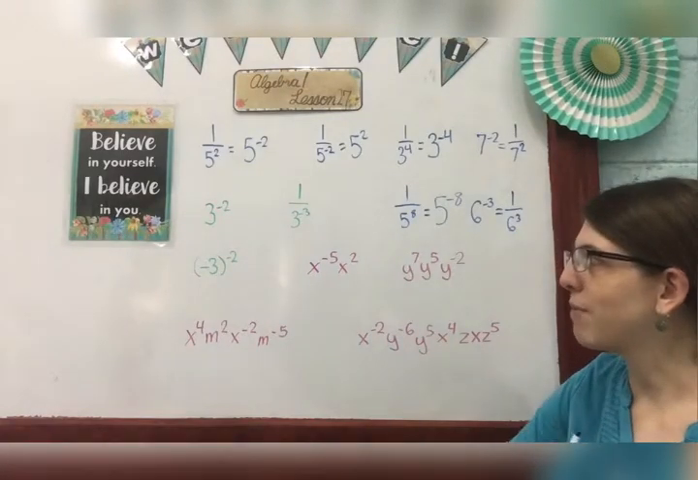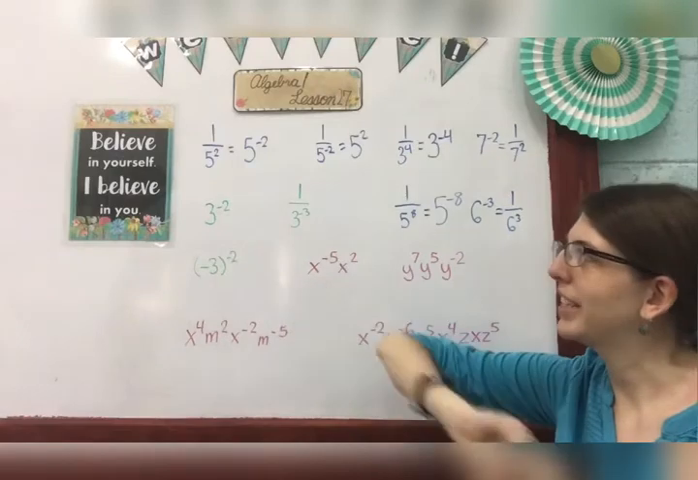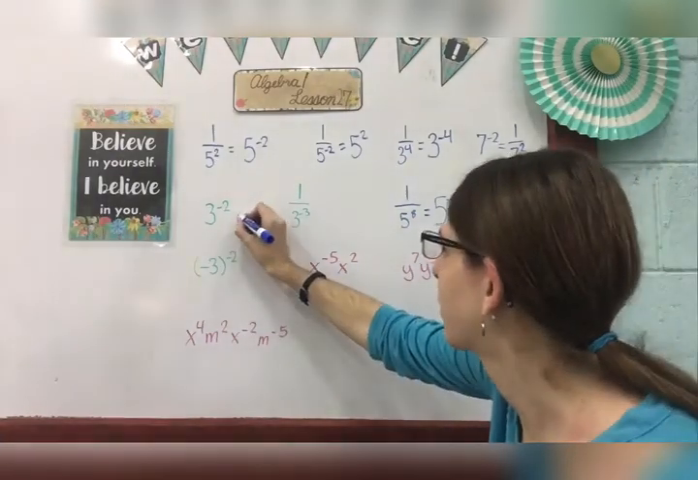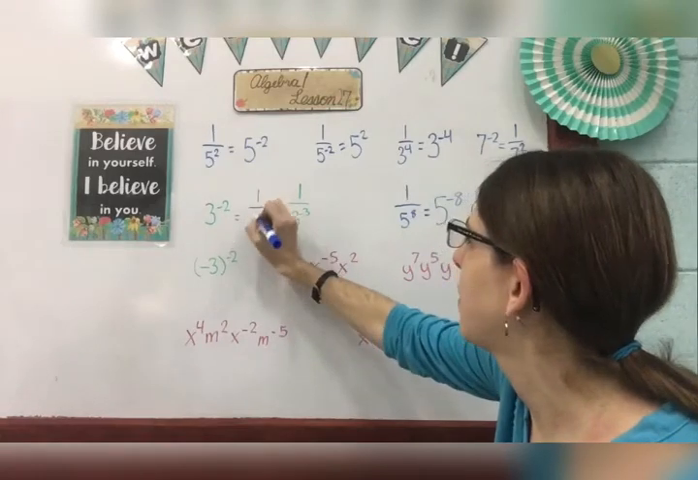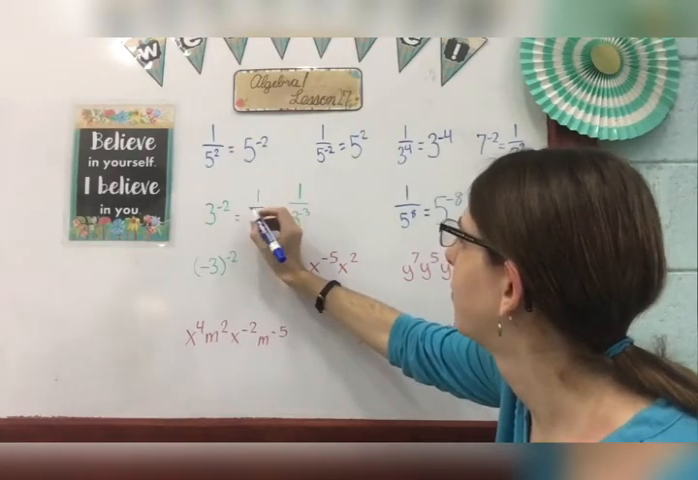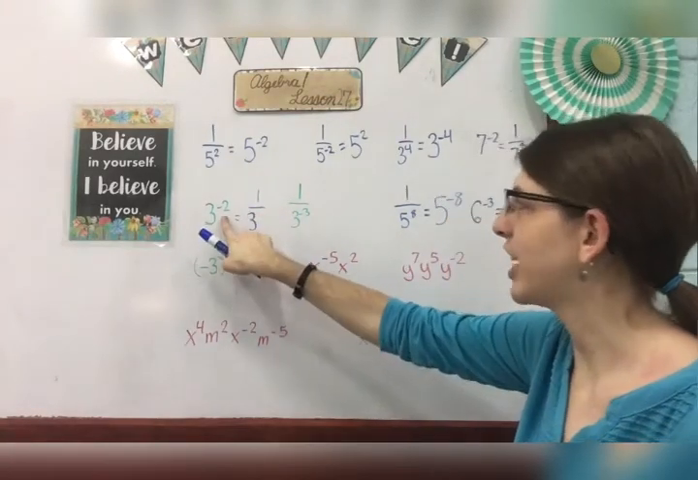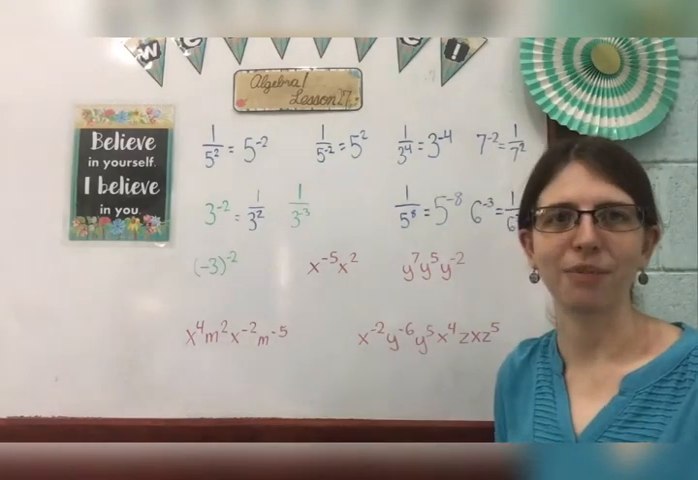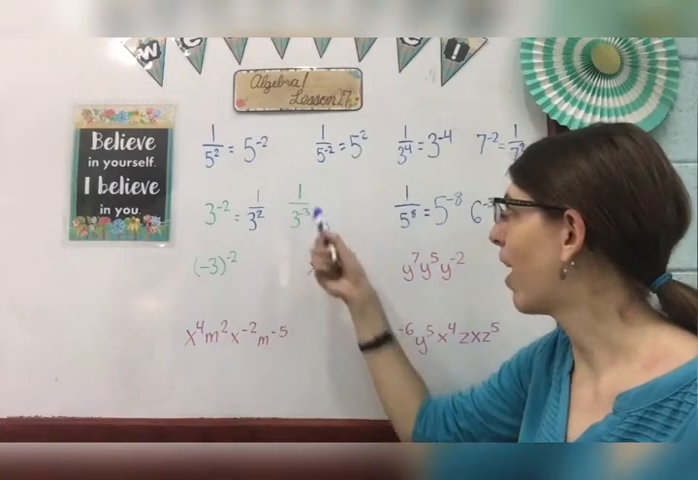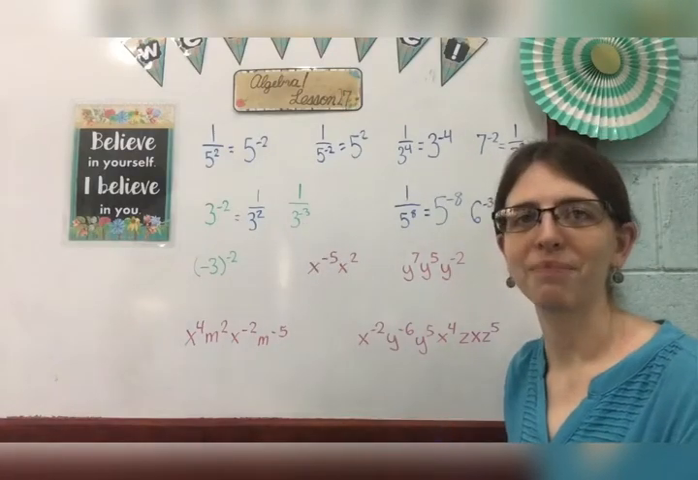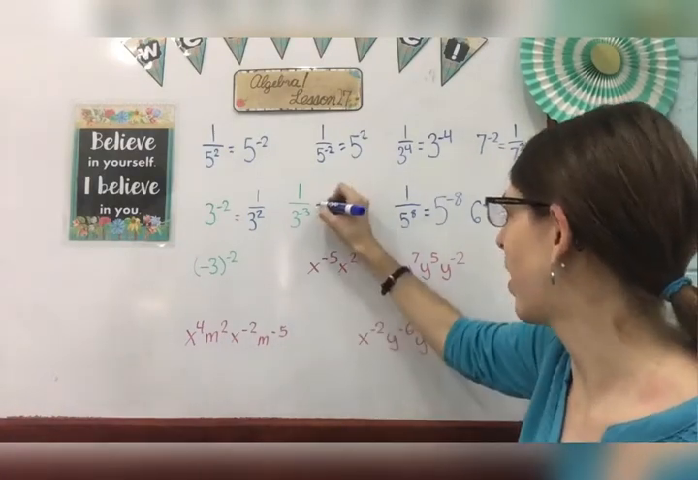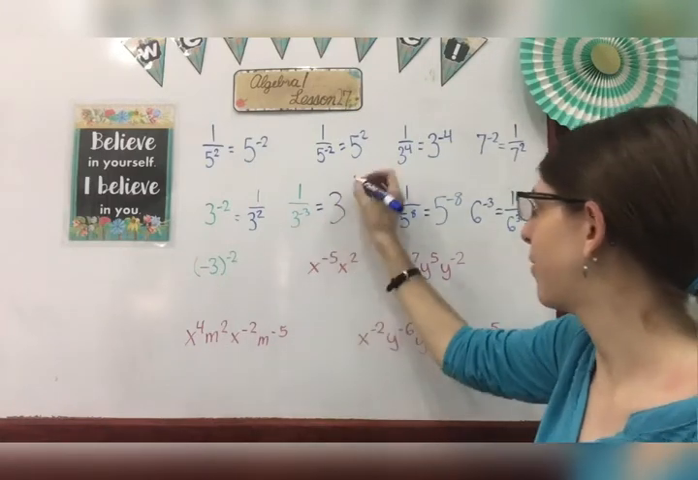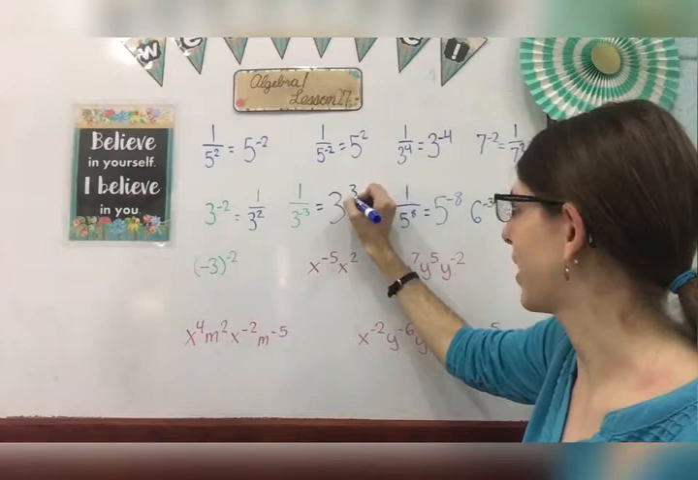Let's try 3 more. I have 3 to the negative 2 power. I change this to the reciprocal by putting my 3 in the denominator now and changing the sign of my 2 to positive from a negative. Over here I have 1 over 3 to the negative 3. I change this one to its reciprocal by putting 3 in the numerator. This was a negative 3, now it becomes a positive 3.